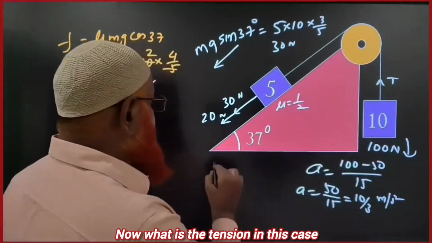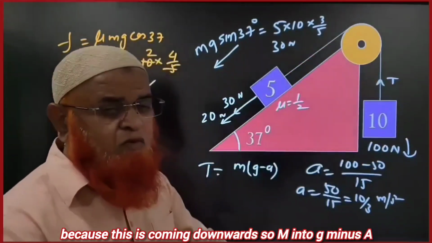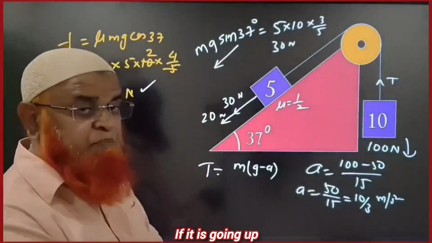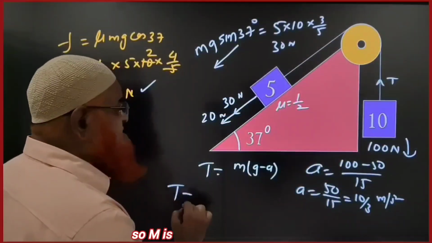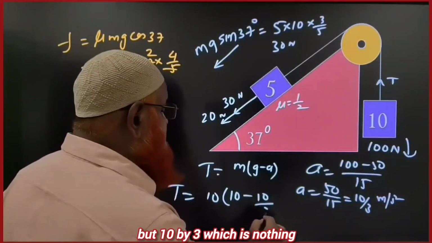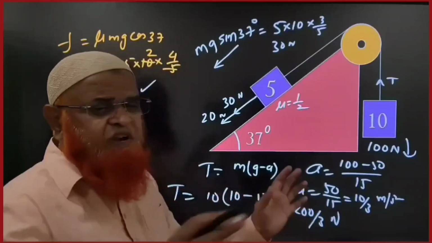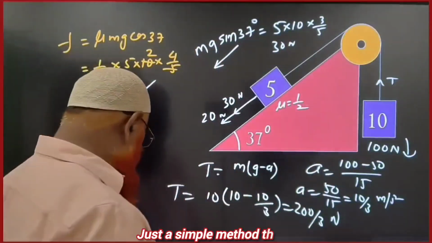Now what is the tension in this case? So tension is nothing but M into G minus A because this is coming downwards, so M into G minus A. If it is going up, plus you'll get. So coming down, so M is nothing but how much? 10. Into G is 10 minus A is nothing but 10 by 3. Which is nothing but 200 divided by 3 newtons. No free body diagram is required. Just a simple method this is.